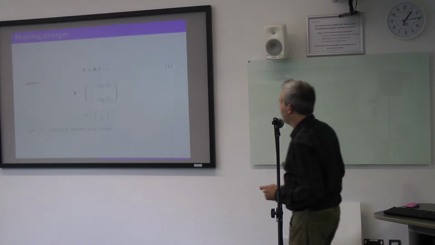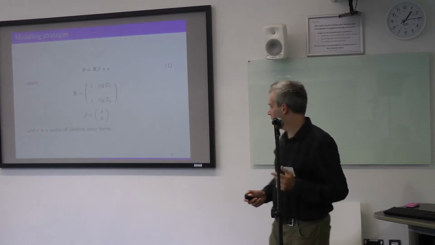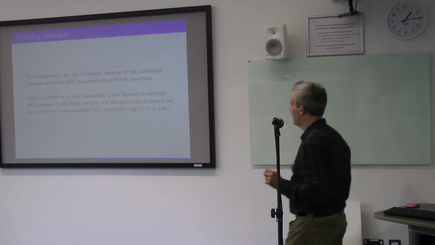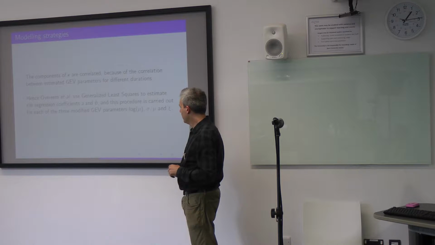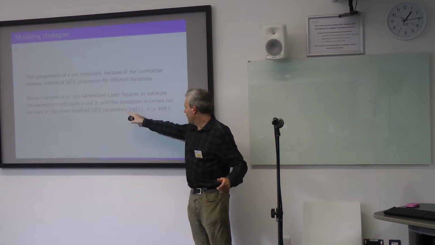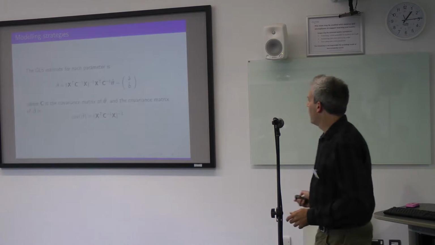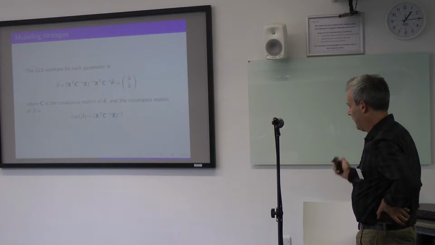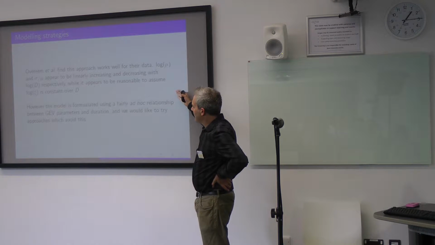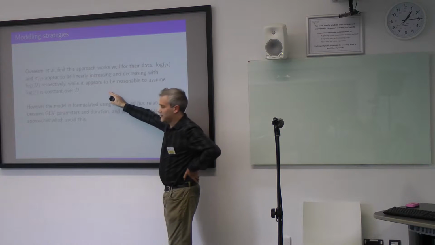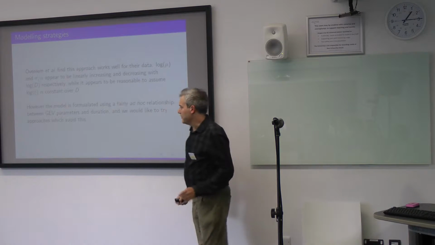The components of the error vector are of course correlated, because there's correlation between the estimates of each of these extreme value parameters across the durations. So they need to take account of that, and they use generalized least squares to estimate the regression coefficients. They reparameterize, and this works quite well if they use log mu, sigma over mu, and psi. The GLS estimate is given by that, and there's an expression for the covariance. They find this approach works quite well for their data, and that log mu and sigma over mu appear to be linearly increasing and decreasing with log of duration respectively, while psi doesn't appear to be changing much.